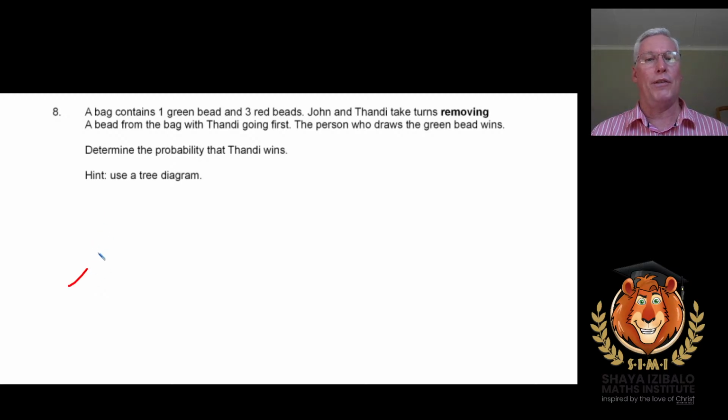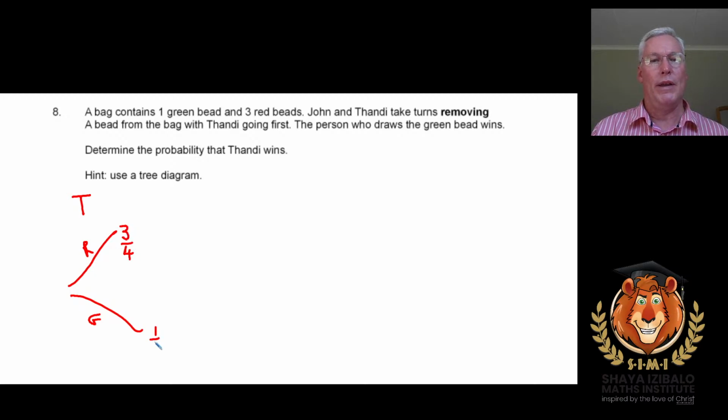So the first draw is Tandy, and Tandy either gets a red bead or a green bead. I'm actually going to write them here, red or green. The chance of a red is 3/4. The chance of a green is 1/4. At that stage, the game is over if Tandy draws the green, and he's won. So we don't need to carry on with that branch.